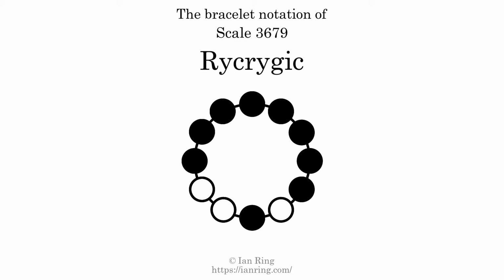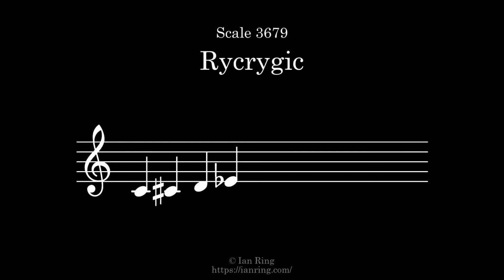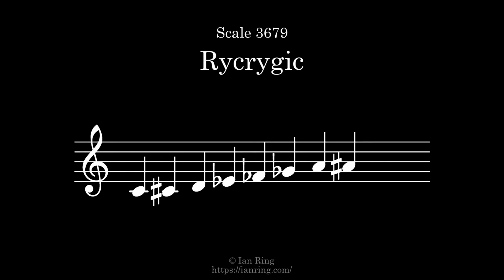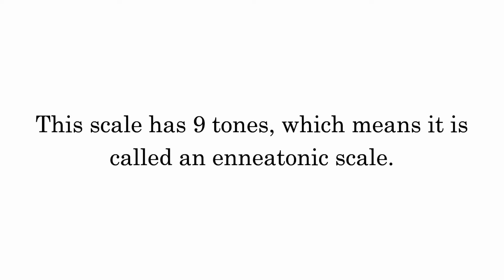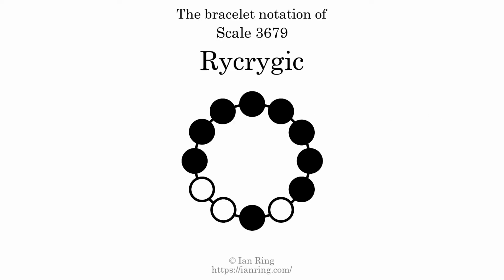3679, Rycrygic, which sounds like this. This scale has 9 tones, which means it is called an enneatonic scale. This is a bracelet notation diagram of scale 3679. The shaded circles represent tones that appear in the scale, and they are read clockwise, starting at the top.